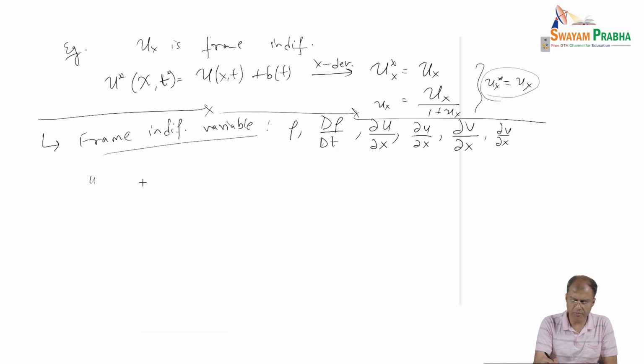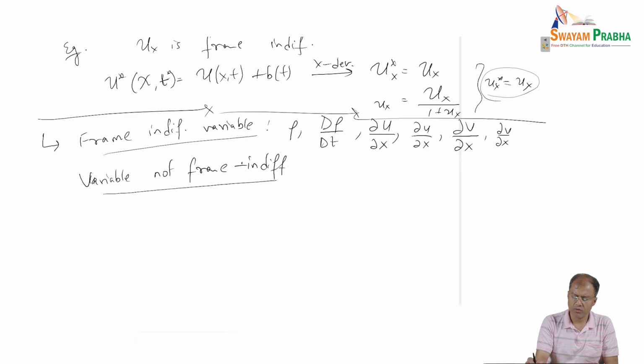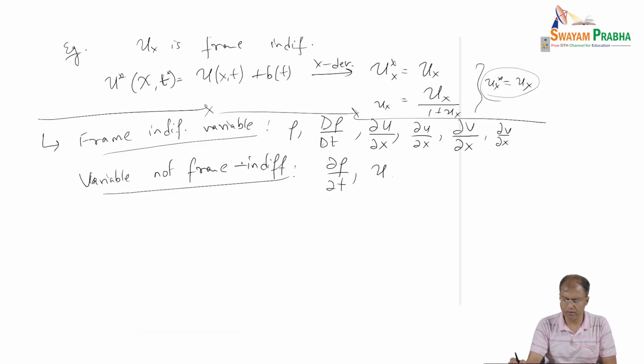Now similarly, variables which are not frame indifferent, let me also write down some of them so that we try and avoid those variables in the constitutive relations. For example, the Eulerian derivative of the density, or variables such as displacement in the Lagrangian and the Eulerian frame, or the velocity in the Lagrangian and the Eulerian frame, which we just saw a few minutes back.